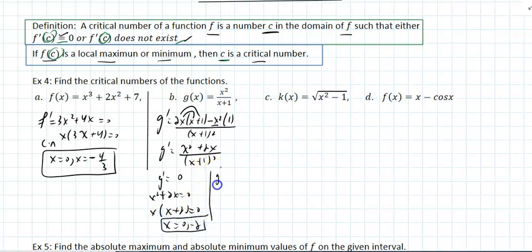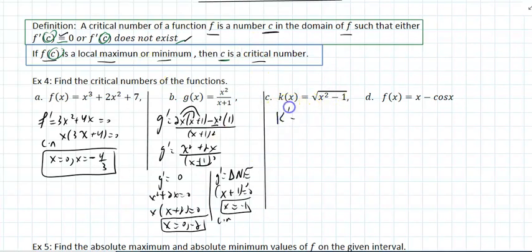And if I check where g prime does not exist, that's when the denominator equals 0. That's when x equals negative 1. So here I have critical numbers, 3 of them: 0, negative 1, negative 2. Those are the 4 types of problems that we come across.